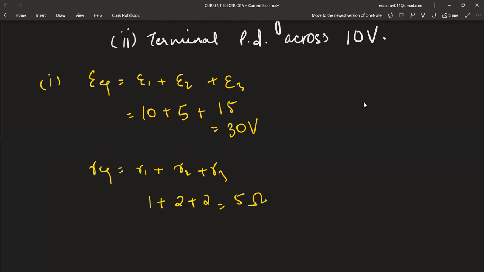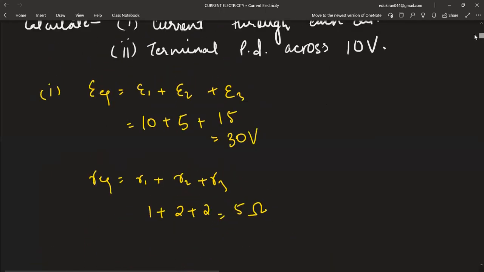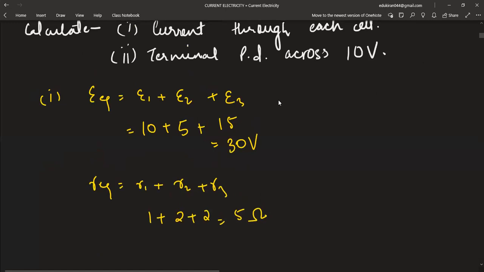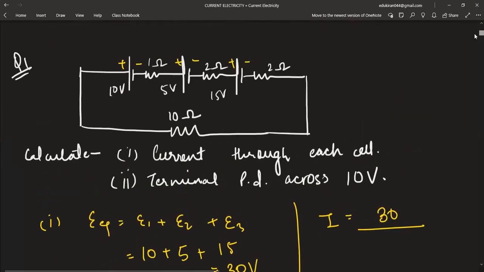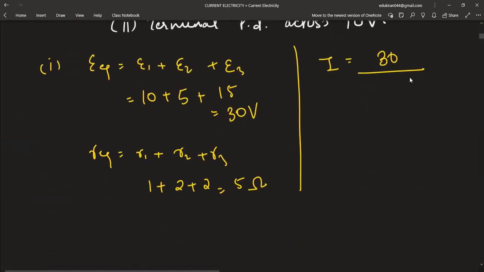Now when we are calculating the total current, what will we do? Total current will be total EMF, that is 30, divided by, what's the value of capital R? 10 ohm. So 10 plus the total internal resistance, which is 5. So this is 30 divided by 15. So your current is simply 2 amperes.